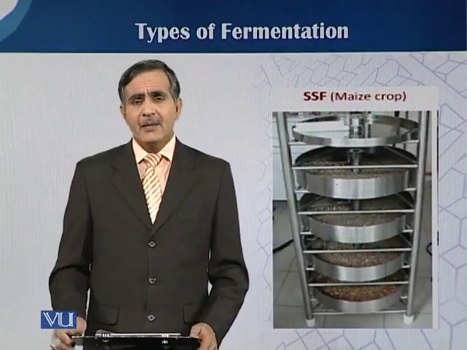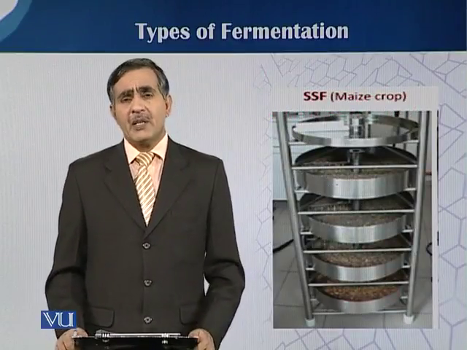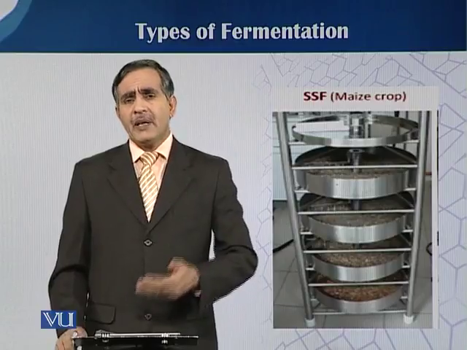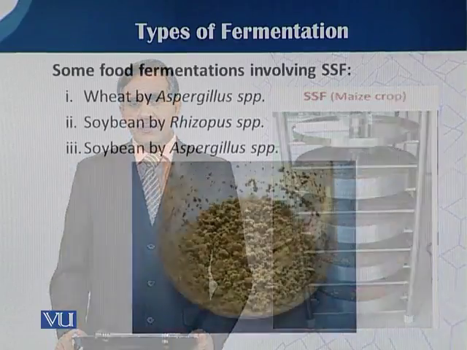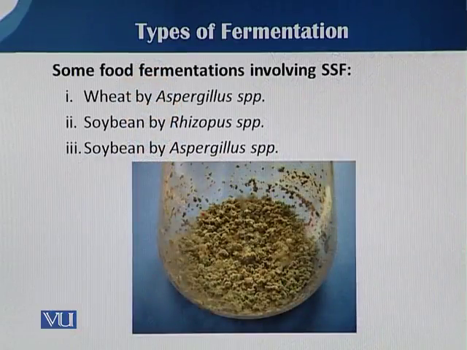You can see here solid state fermentation happening in tray fermenters. As I already told you, solid state fermentation is mostly involved in food fermentation, as we can see here: wheat fermented by Aspergillus species, soybean by Rhizopus species, and soybean also by Aspergillus species. In this diagram, you can see what solid state fermentation looks like.